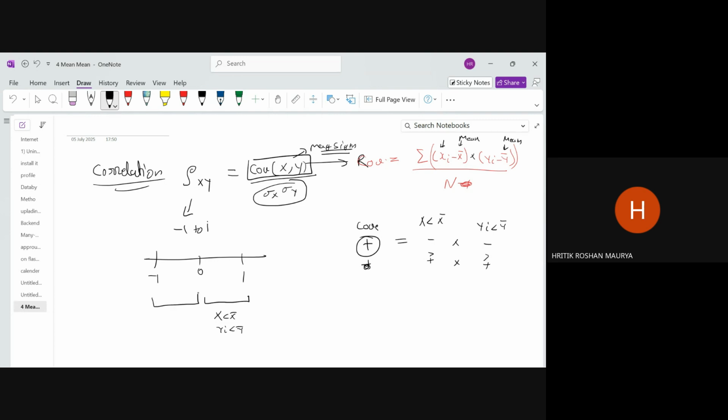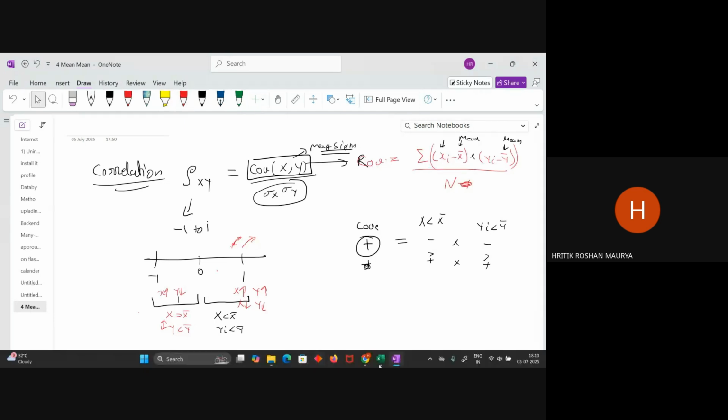And this negative range will similarly come when one is greater than its mean and the other is less than its mean, or vice versa. So if x increases, then y increases. If x decreases, then y decreases. Similarly, here it represents if x increases, y decreases, and vice versa. So this is what the correlation represents.